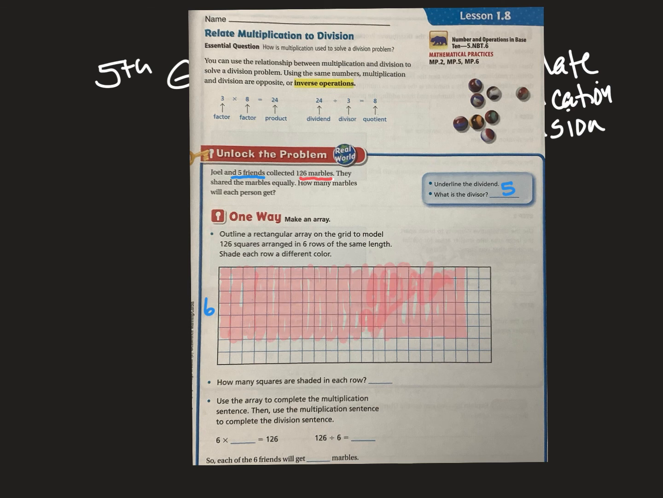How many rows did it take me? So here I have 126 filled in. How many columns did that take me? It took me 21 columns to do that. Remember, we talked about area of rectangles. Area is length times width, or base times height. 21 times 6 should equal 126, and it does. And 126 divided into 6 equal amounts gave me 21 columns.